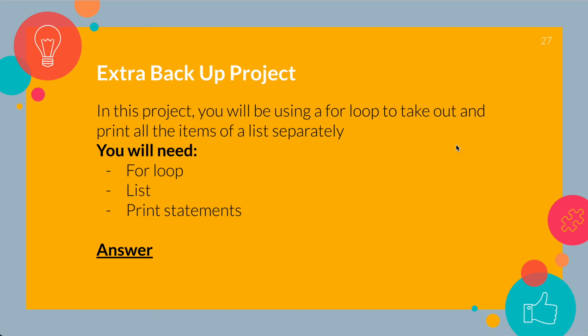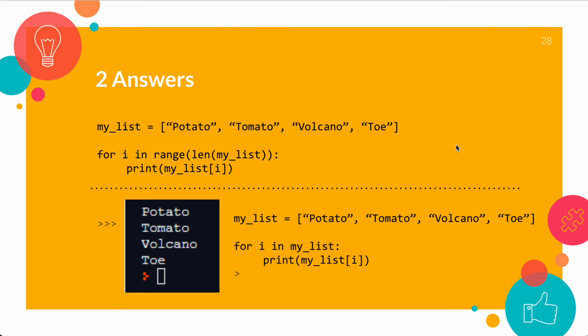Here's another project. In this project, you'll be using a for loop to take out and print all the items of a list separately. To do this, you set a list. For example, you might have potato, tomato, volcano, and toe, and use a for loop to loop through the indices in your list and print out the element at that index. A different way to do the same thing is to loop through the elements of your list directly and print each element.